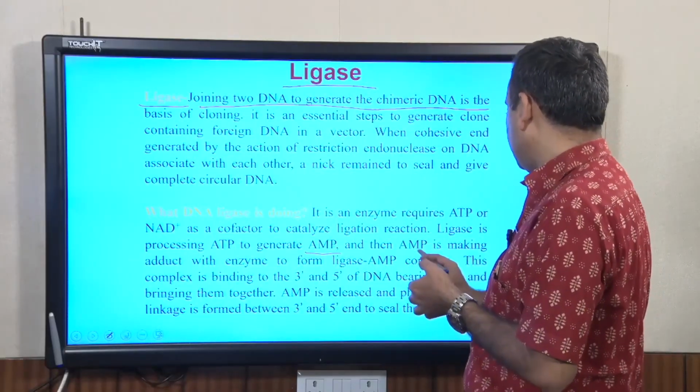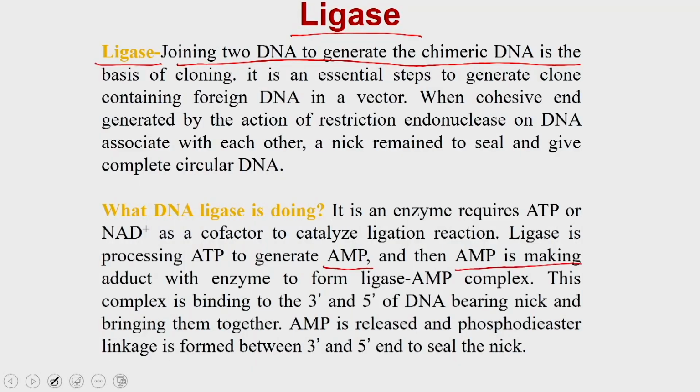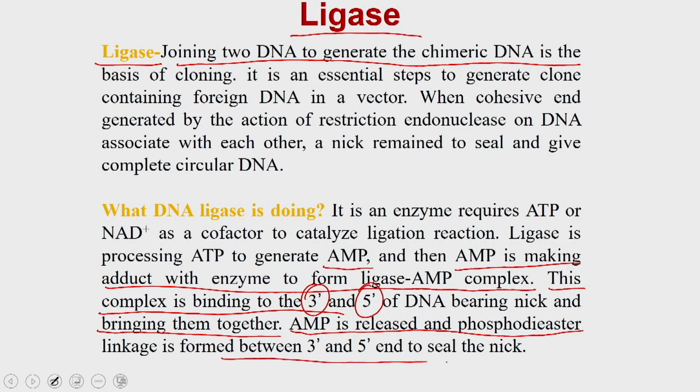So, this is what is written here: AMP makes an adduct with the enzyme to form the ligase AMP complex. This complex binds to the 3' end and the 5' end of the DNA, which has the nick, and brings them together. Once you bring the 3' and the 5' end of the DNA together, they form a phosphodiester linkage. Once they form the phosphodiester linkage, the AMP is released, and it seals the nick between the 3' and 5' end.